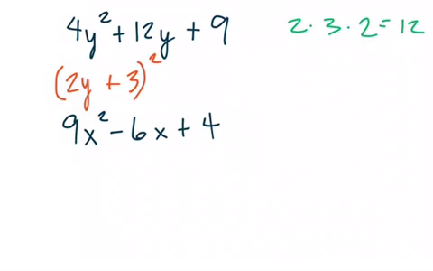So now we're going to take the square root of those two. So we got 3 and 2. Okay, 3 times 2 is 6. But then remember, we do have to multiply that by 2 as well. So we actually end up with 12. Well, that is not the number that we need. So this is not a perfect square trinomial.